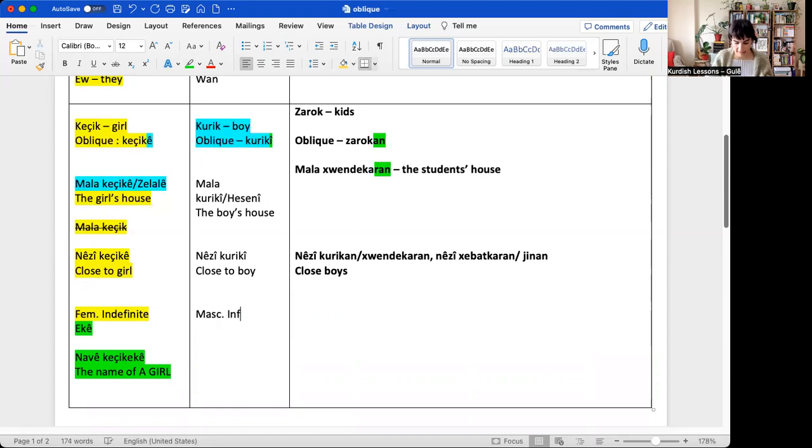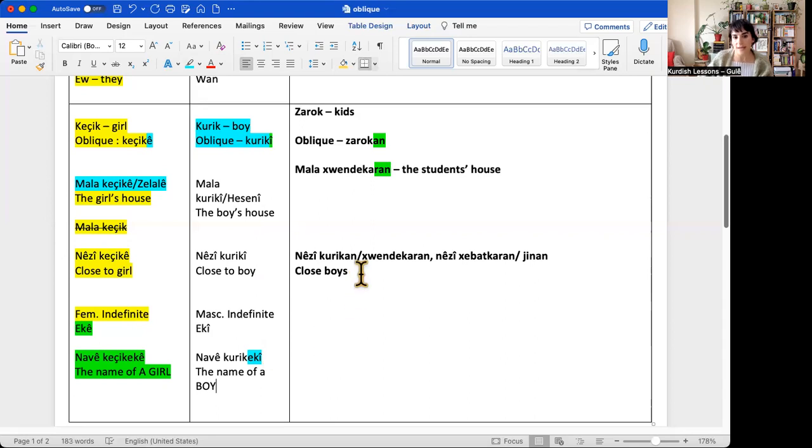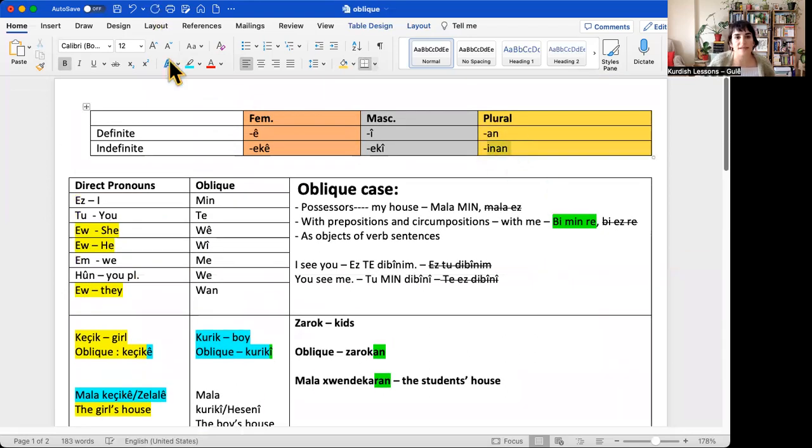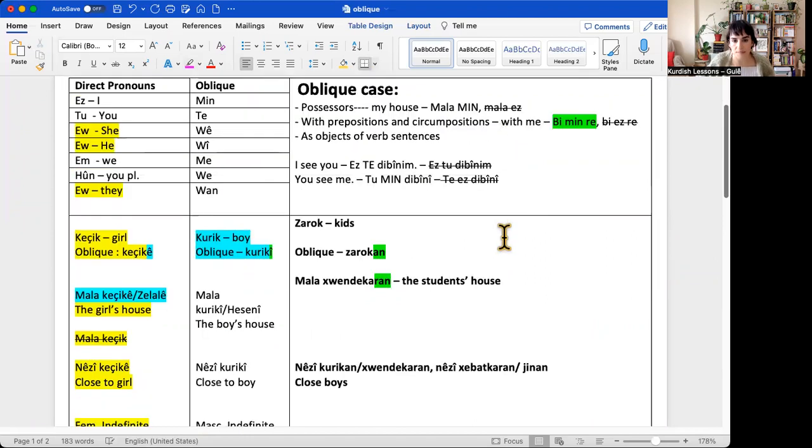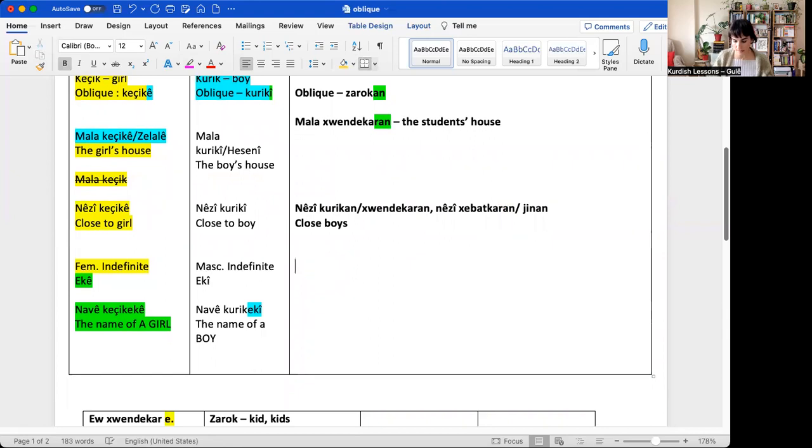And for a boy, the masculine indefinite ending is a key. So when you say nave kuruk a key, you say the name of a boy. And when it is indefinite plural, we put a non. So plural indefinite is a noun.